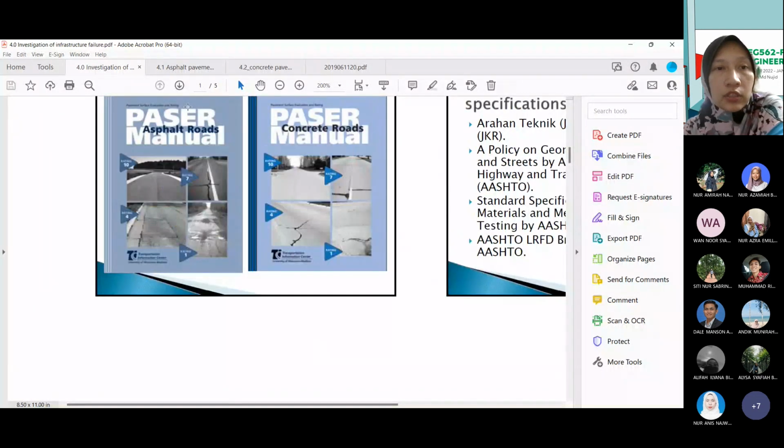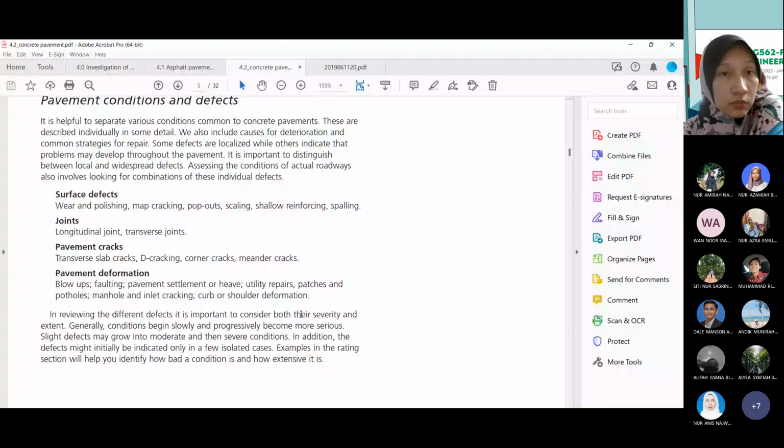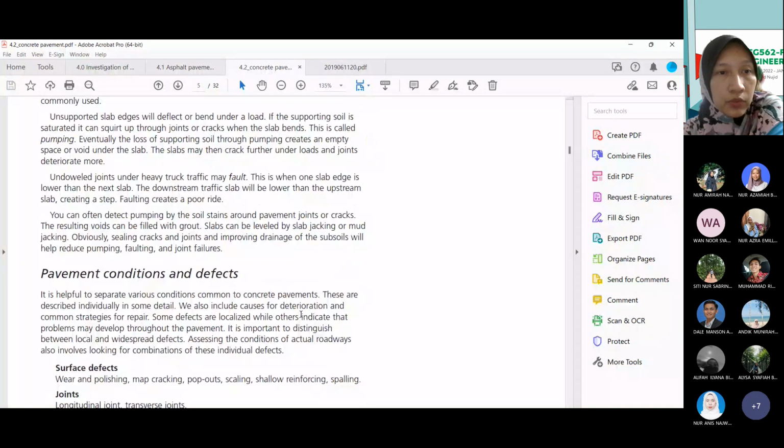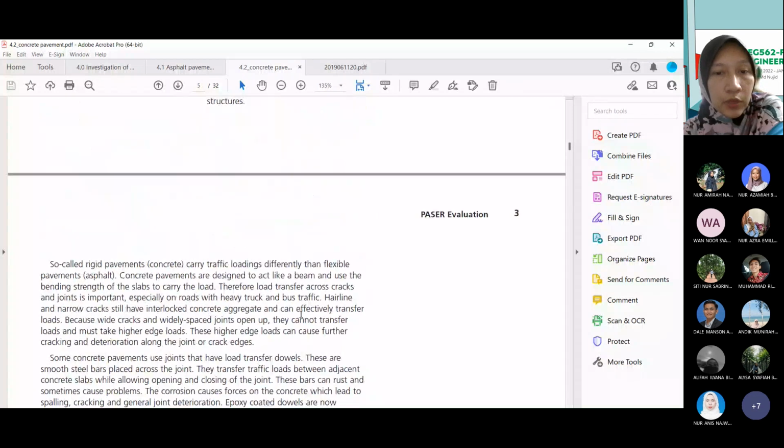Okay, just now I showed you the asphalt pavement. We also have a manual on concrete pavement. So I hope that every one of you is familiar with the differences between asphalt pavement and concrete pavement.